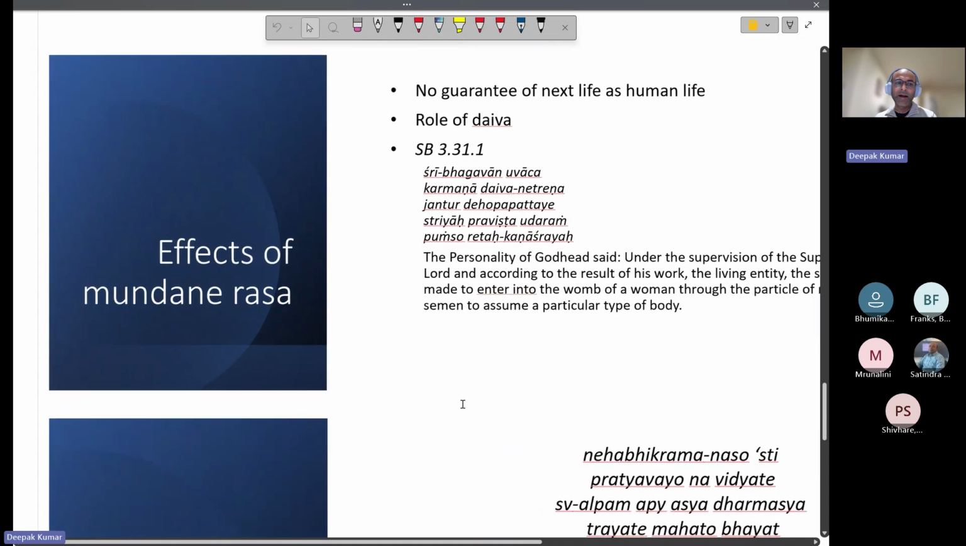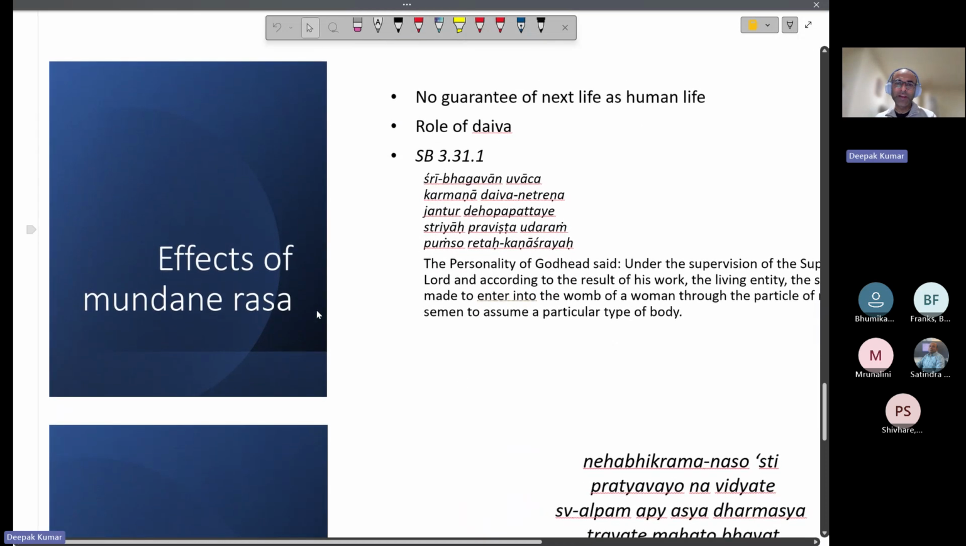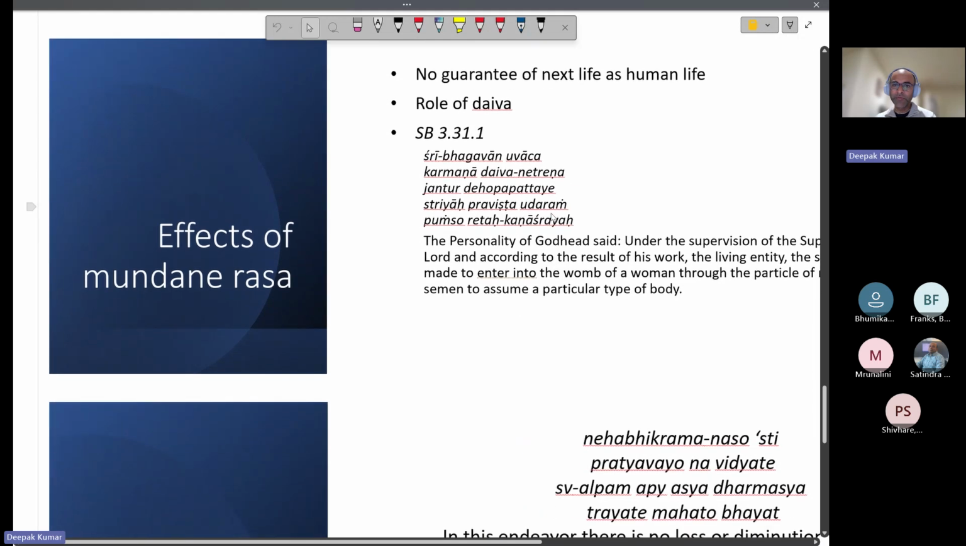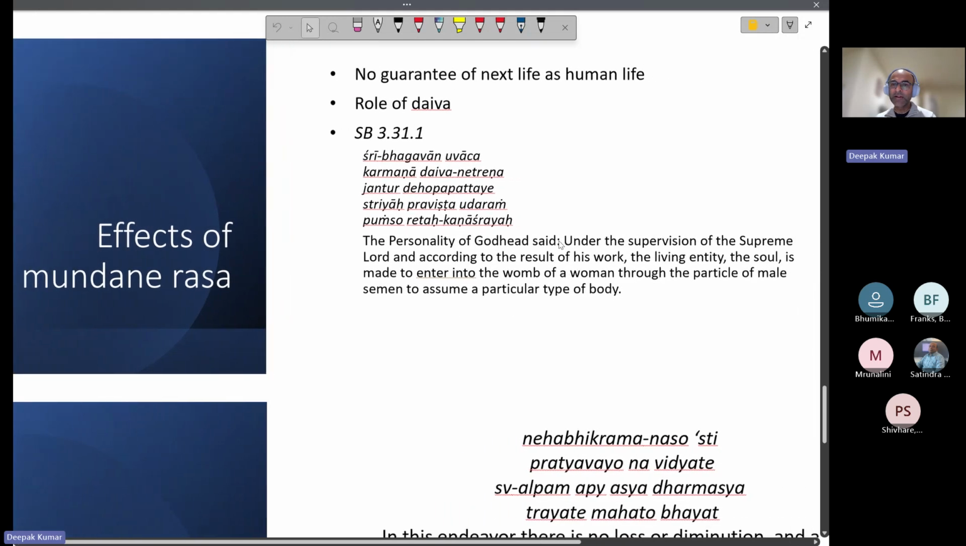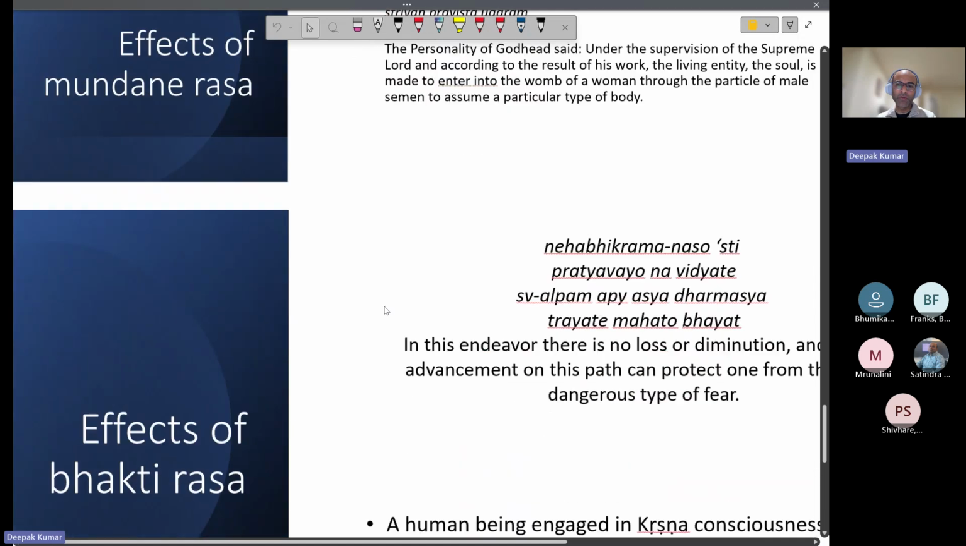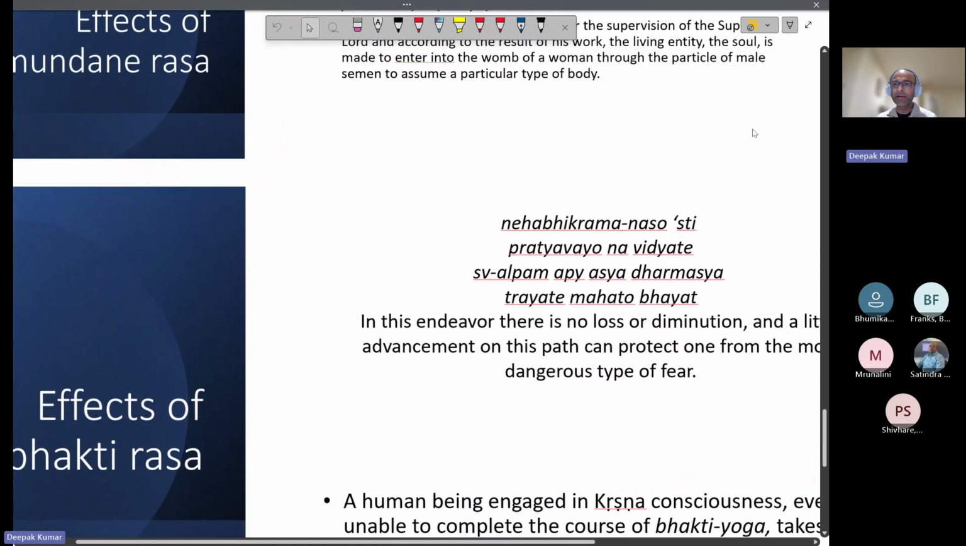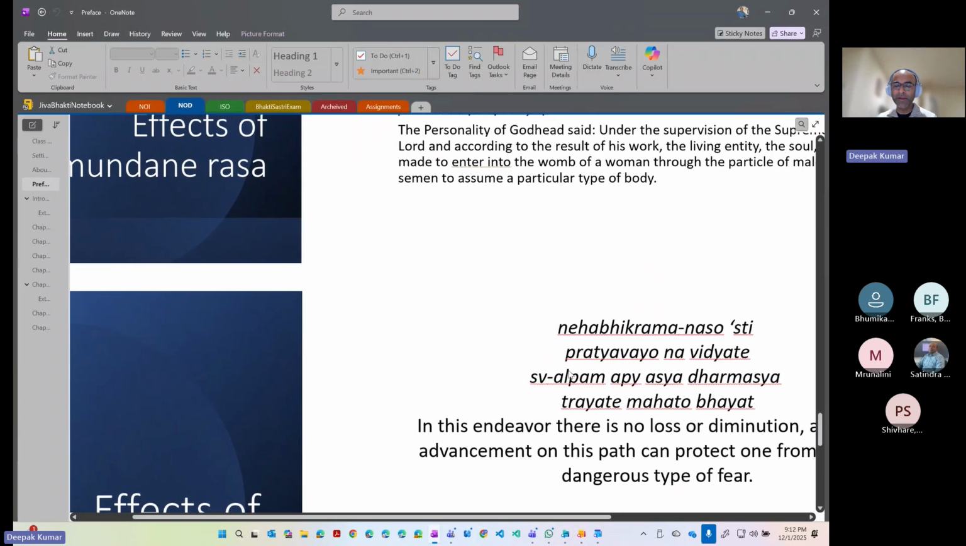Okay. And the effects of mundane rasa, we all know about: no guarantee of next life as a human being, right? And there is a reference where the Personality of Godhead said, under the supervision of the Supreme Lord and according to the result of his work, the living entity, the soul, is made to enter into the womb of a woman through the particle of male semen to assume a particular type of body. So this is just a reference which most of you already know about.